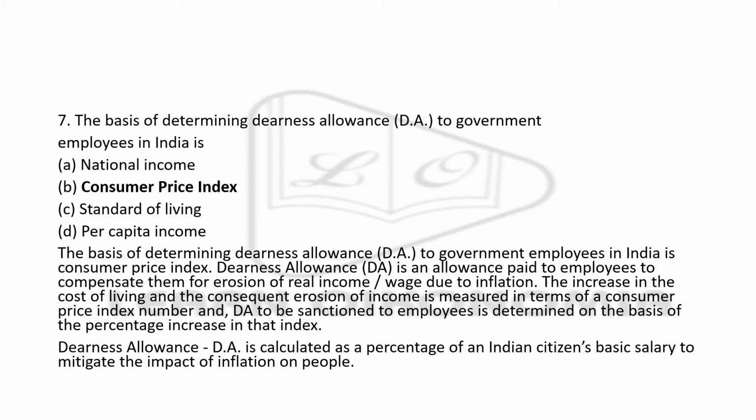So dearness allowance, you have to understand its meaning. It's an allowance paid to employees to compensate them for the erosion of their real income or wage due to inflation. Whenever there is an increase in the prices or general price level, that would reduce the real income, or the real wage. So the increase in the cost of living and the consequent erosion of income is measured in terms of consumer price index.